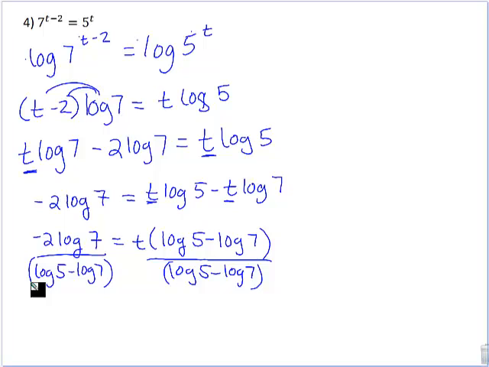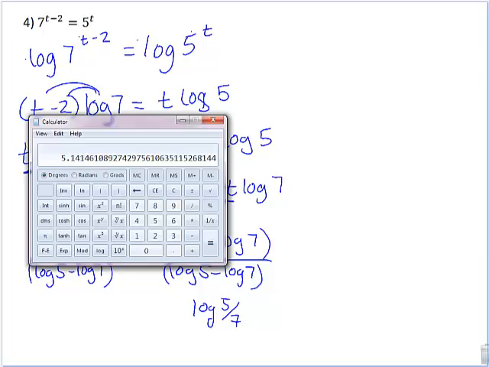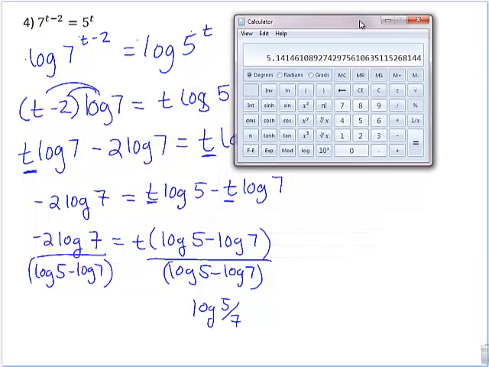Remember, if you leave it like this, use parentheses in your calculator. The other option here, since we're subtracting these two logs, it would also be the same as dividing by log of 5/7. Does not matter which way you go about it. So using your calculator, you start off with negative 2 times the log of 7. And then you have to divide that by, in parentheses, the log of 5.